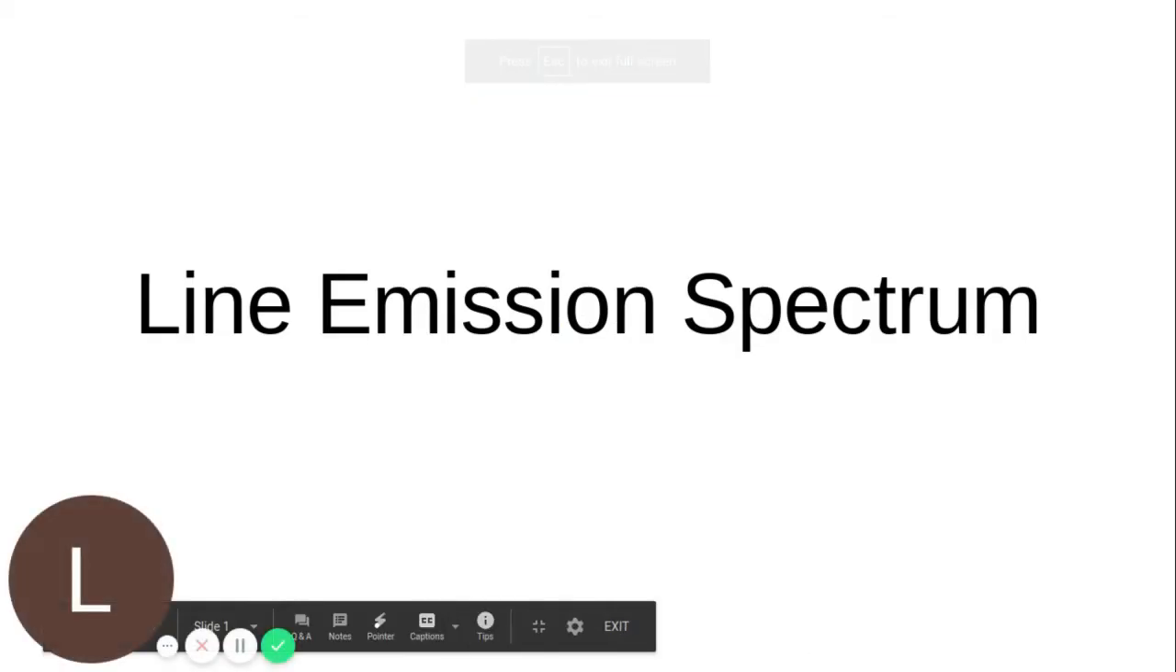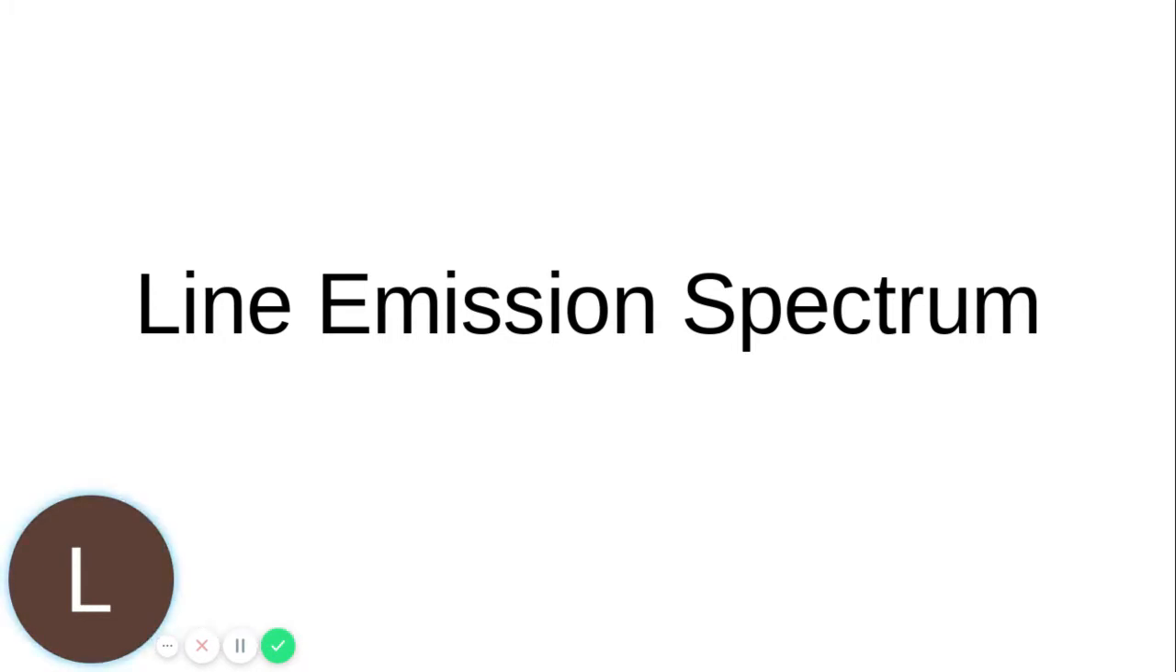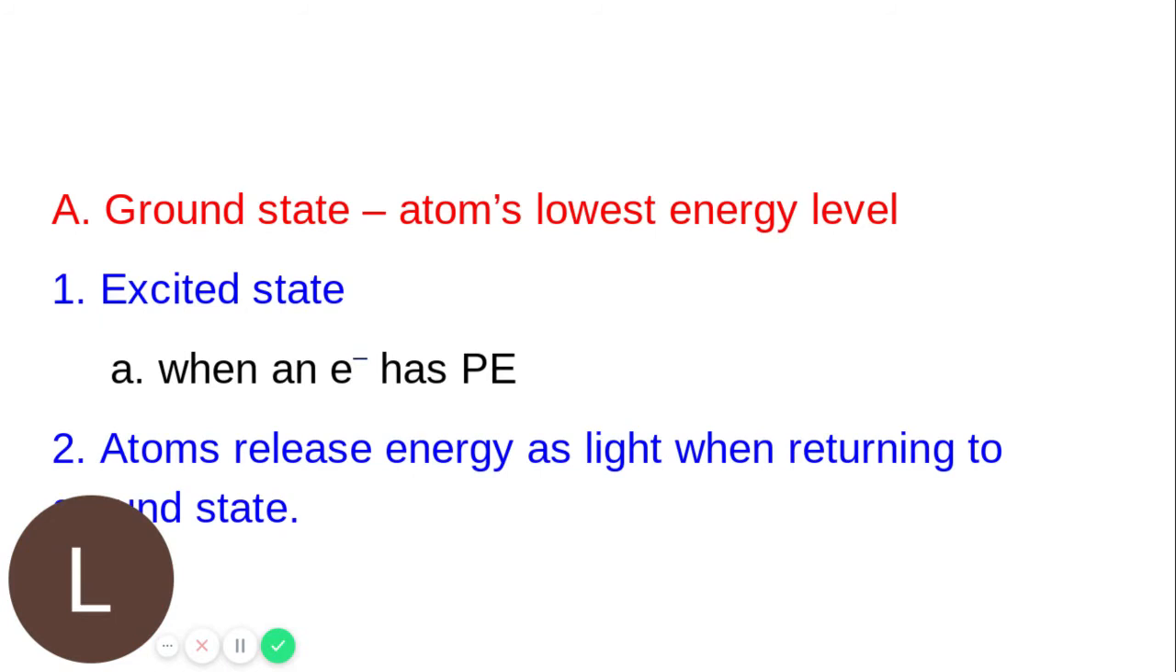All right, line emission spectrum. We're going to talk about energy and electrons and how they travel and light equations and so forth. So energy comes from electrons. If an electron is giving off energy, it's falling to lower energy levels. If it's gaining energy, it's traveling to higher energy levels.